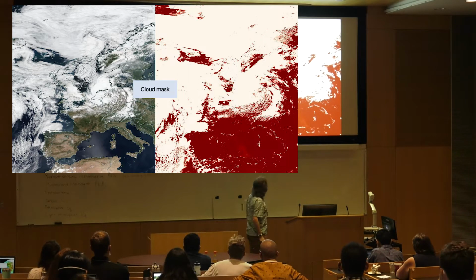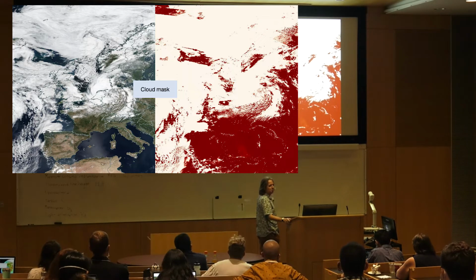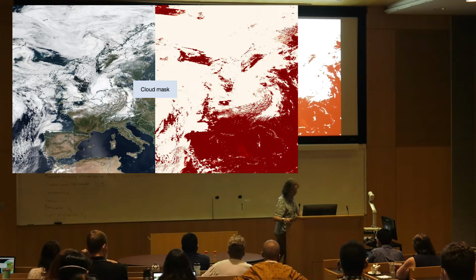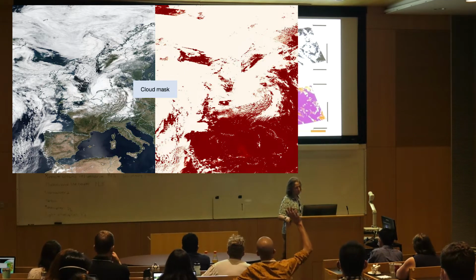So again, this is basically a classification. So in my true color image, you see the world. The cloud mask image is just, is it cloudy or is it not cloudy? But it's a little more complicated than that.